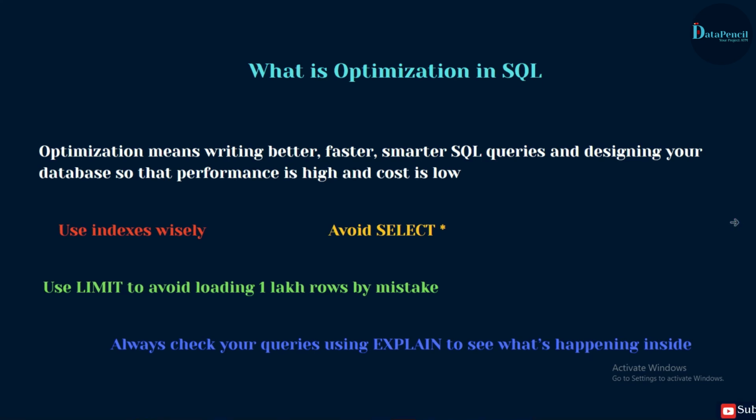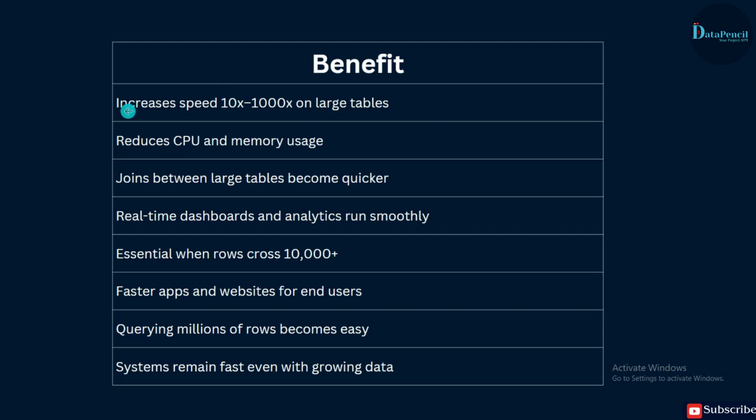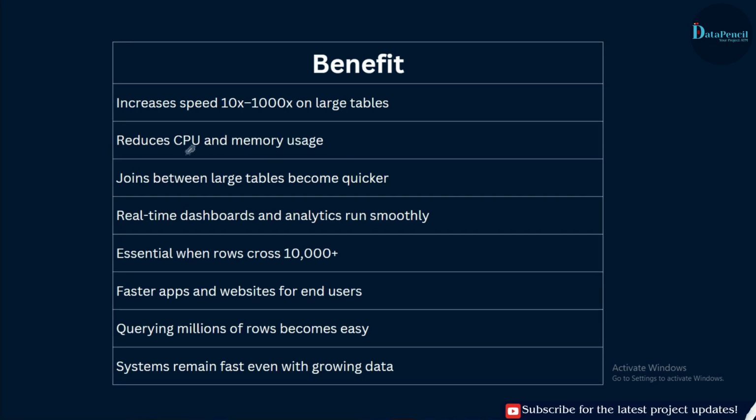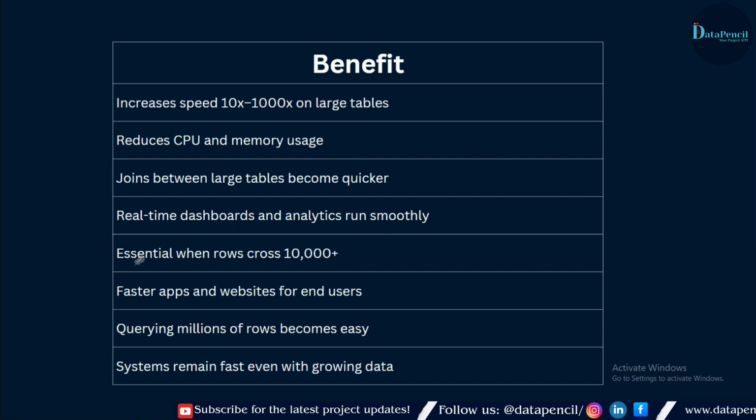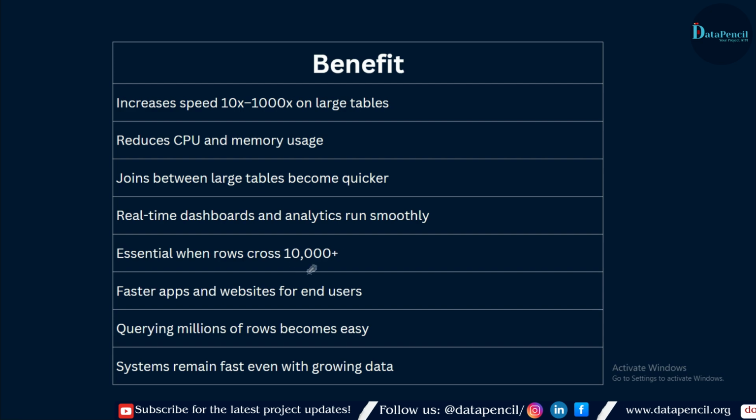So in short, what benefits are we getting from optimization and indexing? It increases the speed 10 times to 1000 times on large tables. It reduces the CPU and memory usage. Joins between large tables become quicker. Real-time dashboards and analytics run smoothly. Essential when rows cross 10,000 plus.